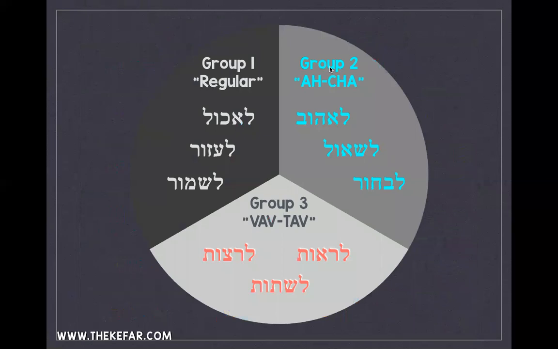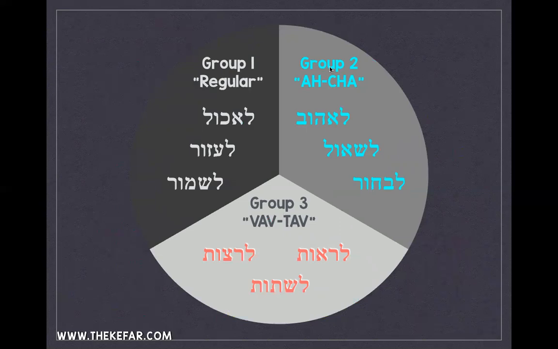All right, and so here we have the three Paal groups that we've done so far, side by side. So we have the regular group, and that sound pattern is o'eh, o'e'et, o'im, o'ot. We have the aha group, and those are verbs where the middle letter of the shoresh is either an aleph, hey, chet, or ayin. And our sound pattern there is o'eh, o'e'et, o'a'im, and o'a'ot. So remember, for the aha verbs, we're adding an ah sound to our plural, both masculine and feminine. And group three is the vav tav group. That's where the vav tav is the last letters of the infinitive, and our sound pattern is o'eh, o'ah, o'im, o'ot.